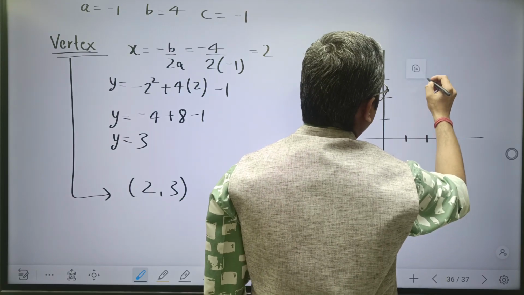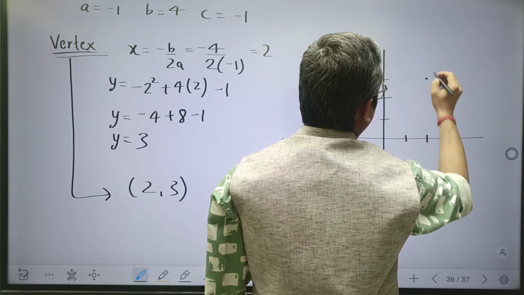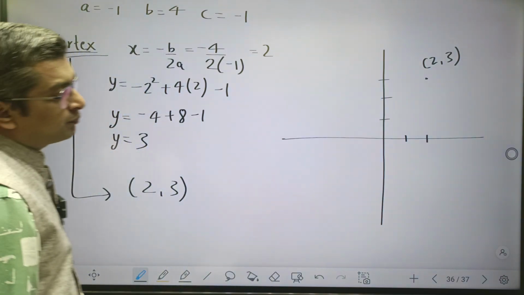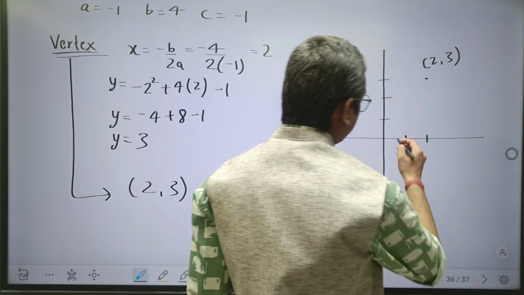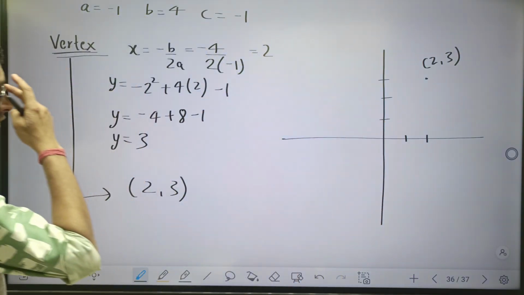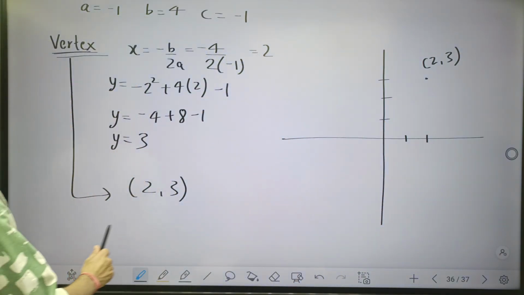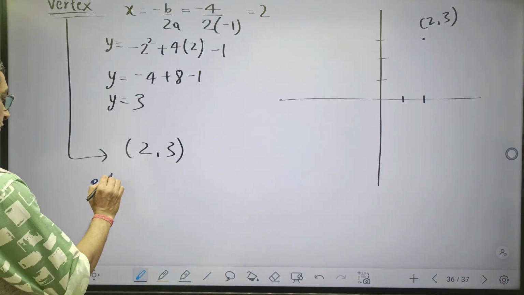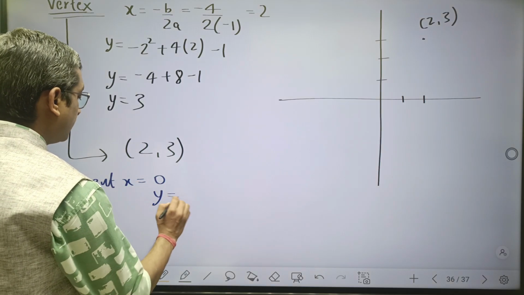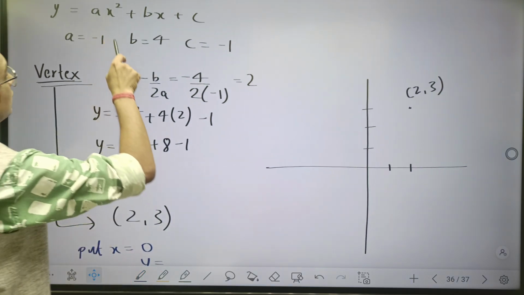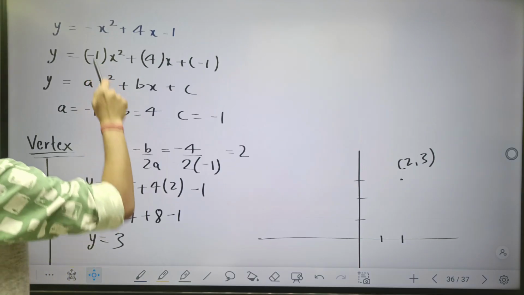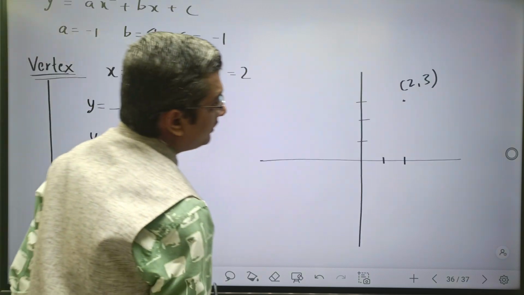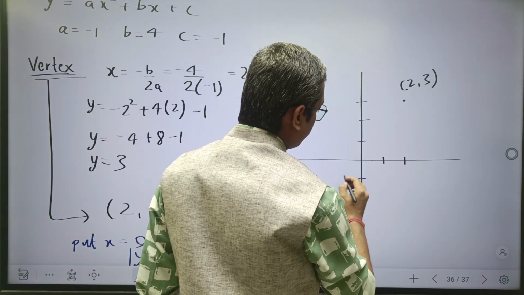So this must be the vertex of the parabola. Now let us look at when this parabola cuts the axis, or you can say when x is equal to 0, what is the value of y? So we can find it. Putting x is equal to 0, we get y is equal to minus 0 plus, so y is equal to minus 1. It means that the parabola cuts the y axis at minus 1.